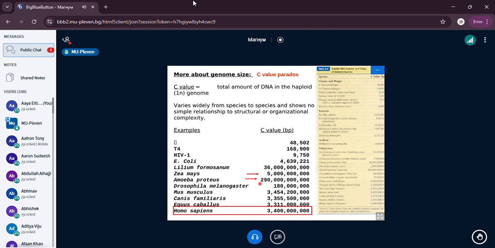Please note, which of these organisms has the biggest number of base pairs? Amoeba. Amoeba proteus. Hope you know what an amoeba is. It's a unicellular eukaryotic organism, considered the most primitive. I don't know if it is the most primitive. I cannot classify it as most primitive, but maybe other organisms are a little bit more compound, more complex than amoeba.